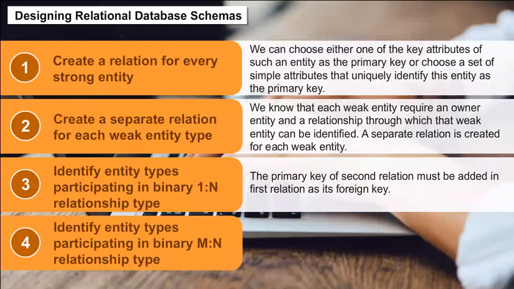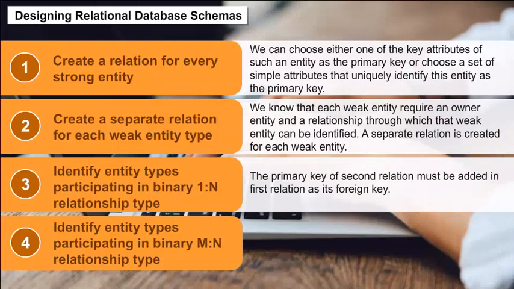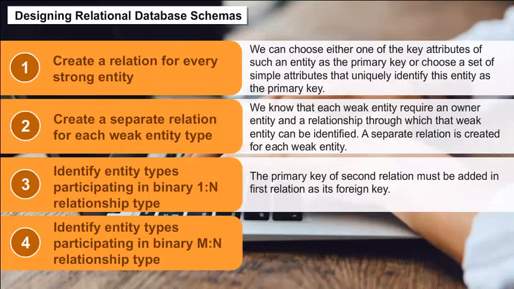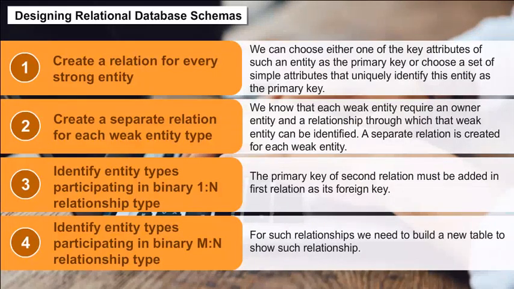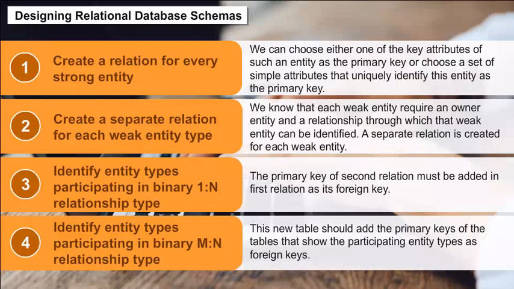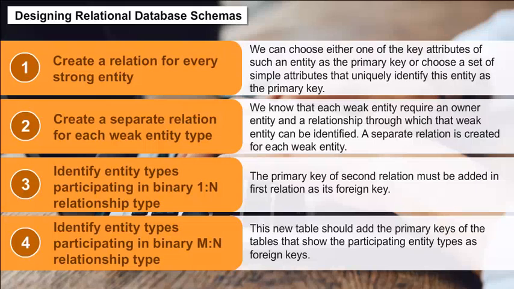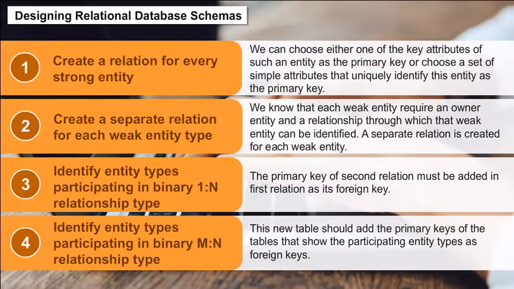4. Identify entity types participating in a binary m:n relationship type. For such relationships, we need to build a new table to show such a relationship. This new table should add the primary keys of the tables that show the participating entity types as foreign keys.